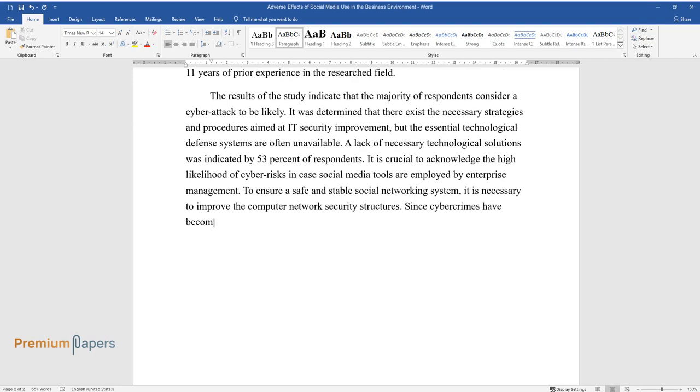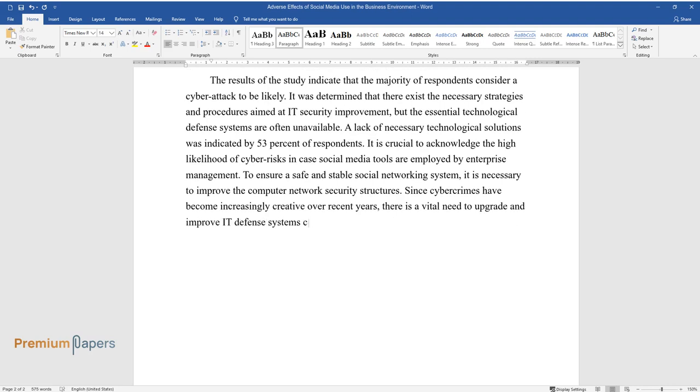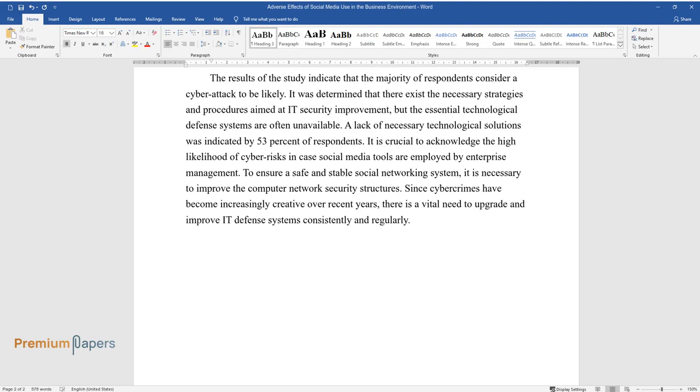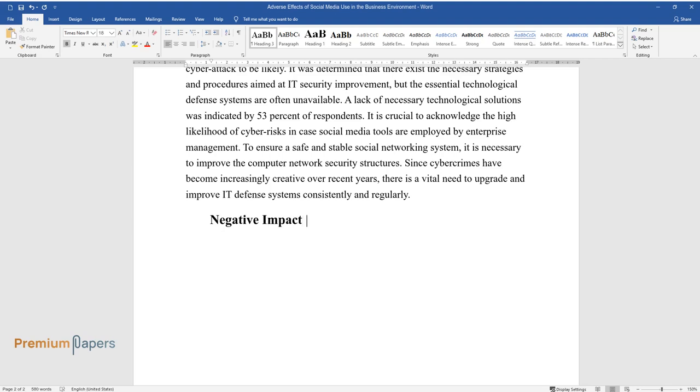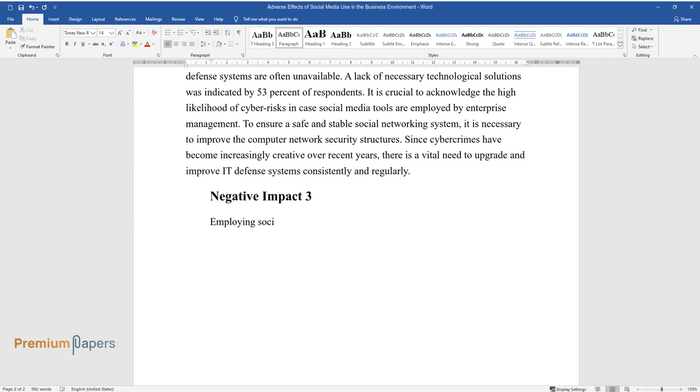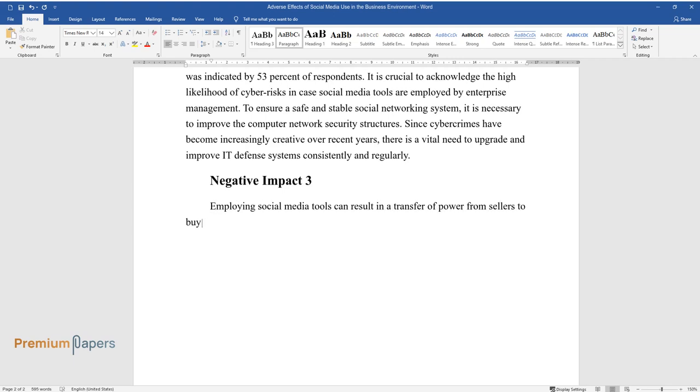Since cyber crimes have become increasingly creative over recent years, there is a vital need to upgrade and improve IT defense systems consistently and regularly. Negative impact 3. Employing social media tools can result in a transfer of power from sellers to buyers.